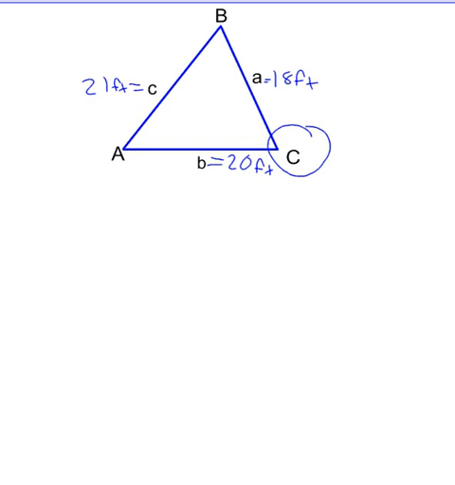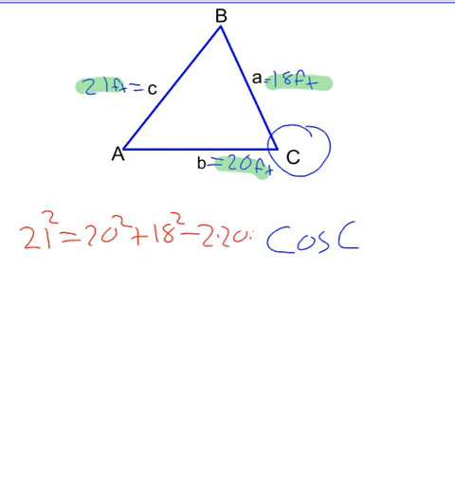I don't know the angle, so I'm going to be taking the cosine of C, which means eventually I'm going to have to do the inverse cosine. The adjacent sides are the ones that go into the equation on the right, and the opposite side is the one that stands alone. So in my equation I get 21 squared equals 20 squared plus 18 squared minus 2 times 20 times 18 cosine of C.